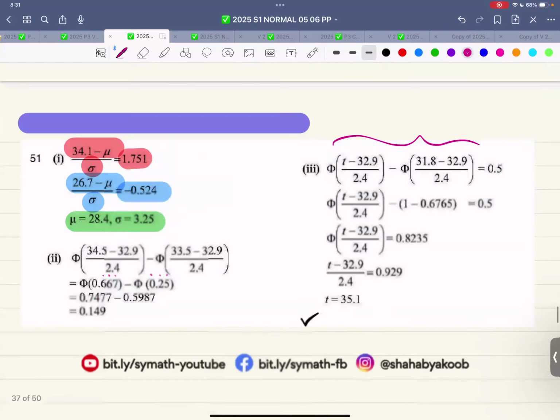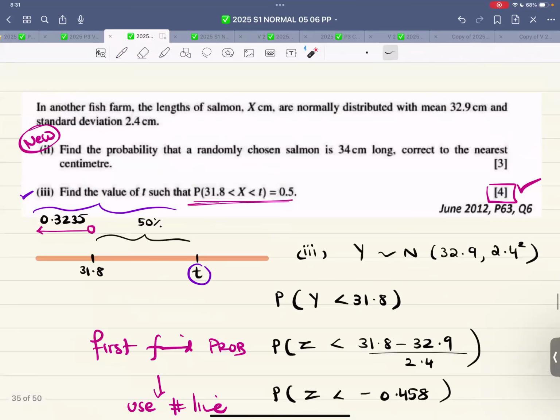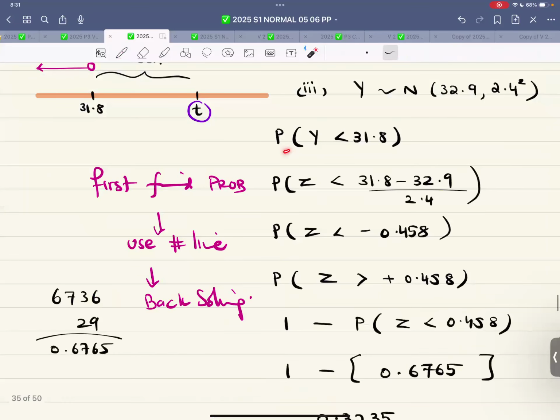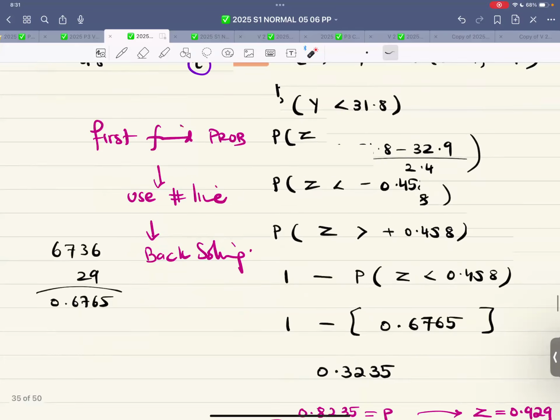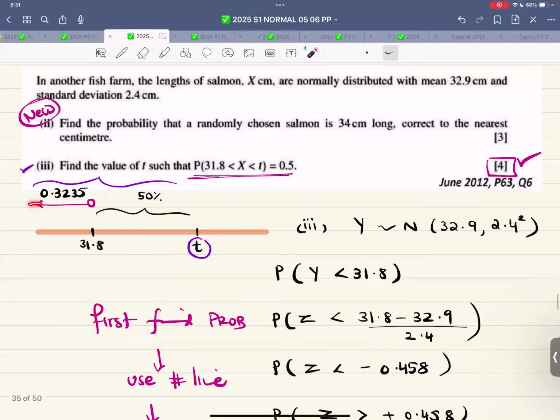Now, someone asked me the request, can you explain the third part again? Sure. It says, find the value of t such that x between these two values is 50%. There is this value, there is this value, this is 50%. The way that I have taught you back solving is only for single values. So I have 31.8. Let me calculate this probability. Probability y lesser than 31.8, y or x, whichever symbol you want to use. You standardize, you read off the value, that comes out to be approximately 32%.